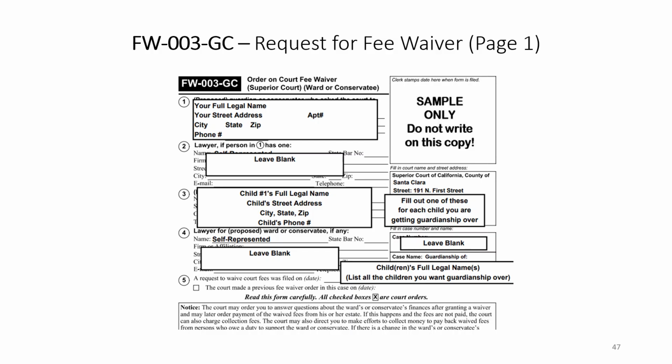The second fee waiver form is FW-003-GC. For item 1 on this form, fill out your information, and for item 3, fill out the minor's information. On both fee waiver forms, remember to write the name of the child on the top of each page. If the court grants your fee waiver request, it will be indicated on this form. If it is granted, this means you do not need to pay any of the court fees.